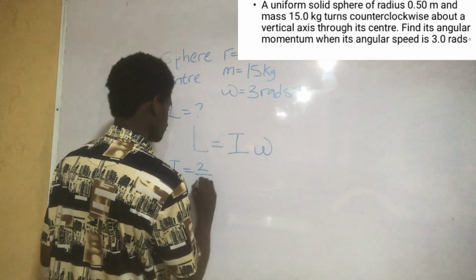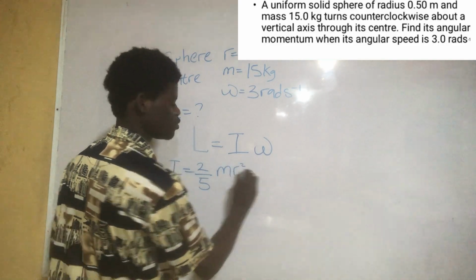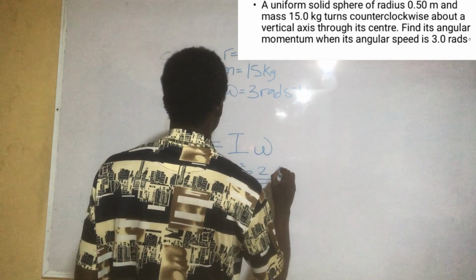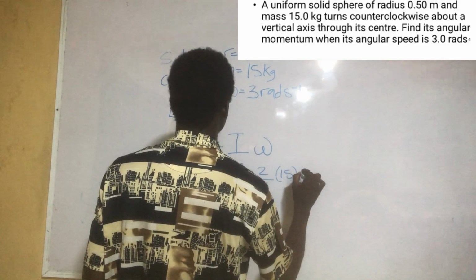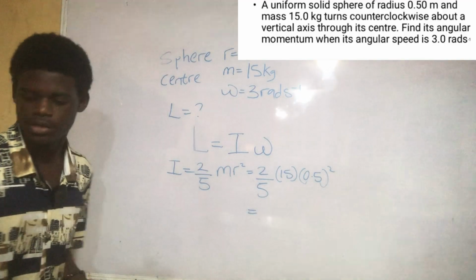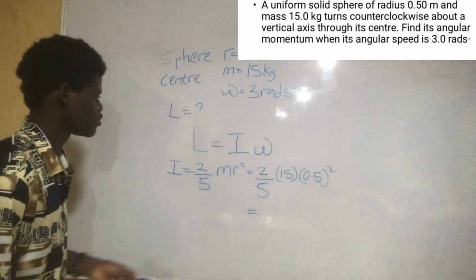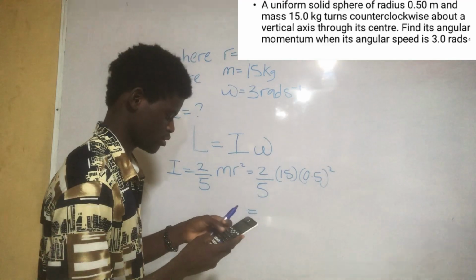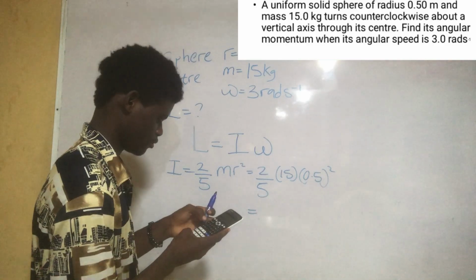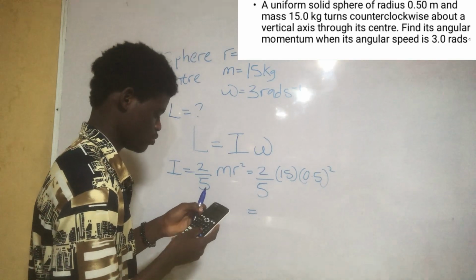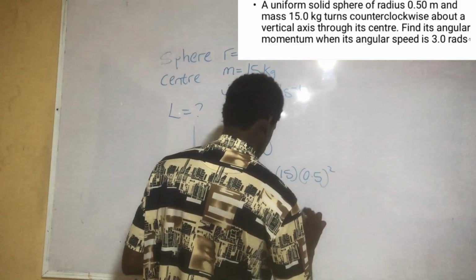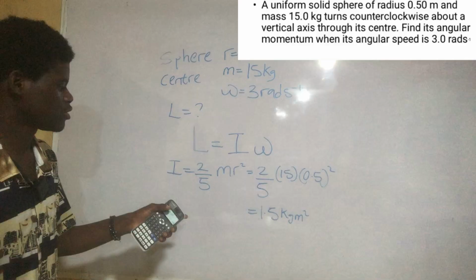For a sphere, the moment of inertia is 2 over 5 m r squared. So that will be 2 over 5 times the mass, which is 15, times the radius 0.5 squared. So let's just calculate this as 2 divided by 5 times 15 times 0.5 squared. All this is just 1.5 kilogram meter squared. So that's the moment of inertia. We've calculated the moment of inertia to be 1.5 kilogram meter squared.